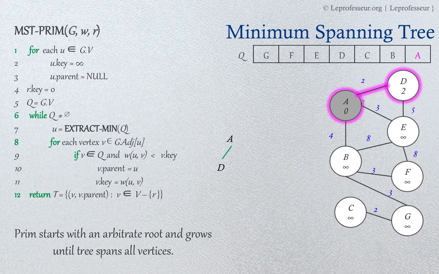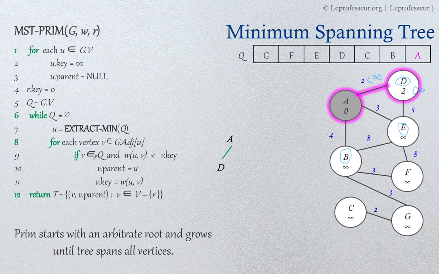So if we select A, what are the adjacent vertices from A? That is B, E, and D. Remember, the D value we initialized with infinity. So if we select D, now we are at line number 9, D belongs to Q, and the edge between A and D has a weight 2, which is less than infinity.